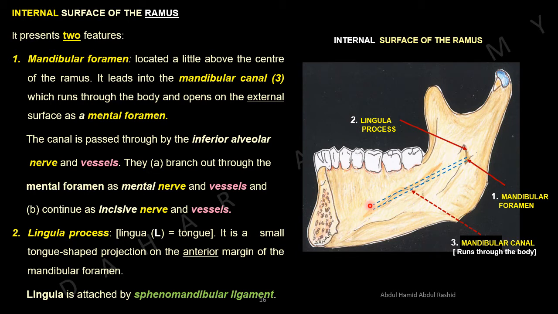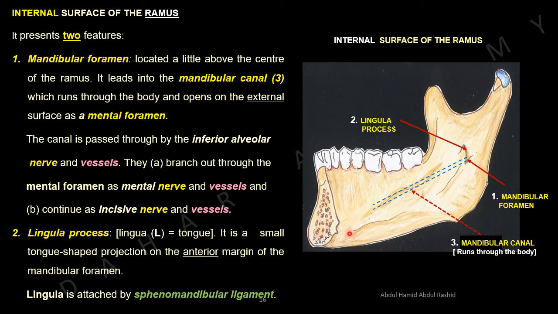The mandibular canal is passed through by the inferior alveolar nerve and vessels. At the mental foramen, this nerve and vessels divide. Some will branch out through the mental foramen as the mental nerve and vessels. Others will continue forward as the incisive nerve and vessels, supplying the incisor teeth and canine tooth.